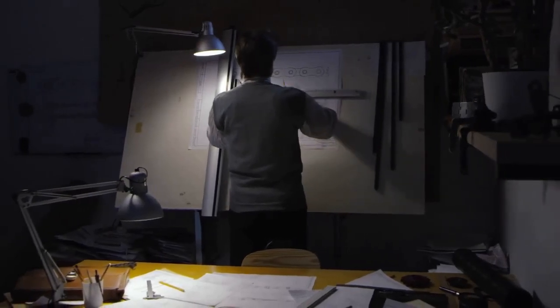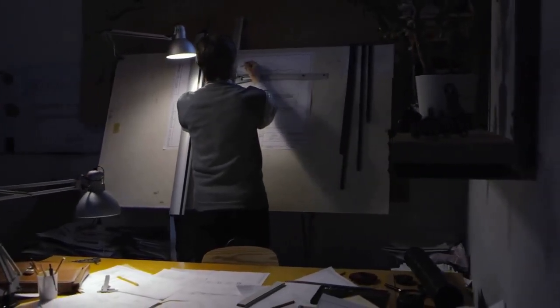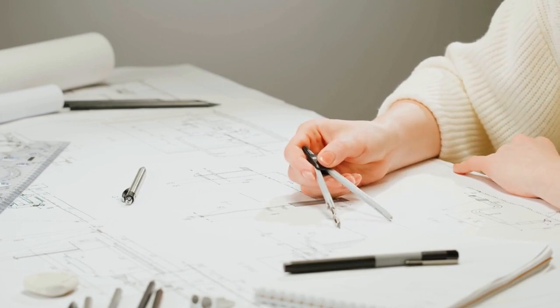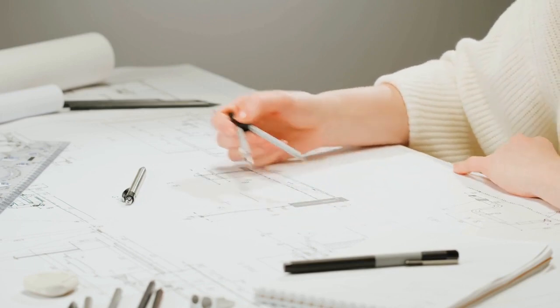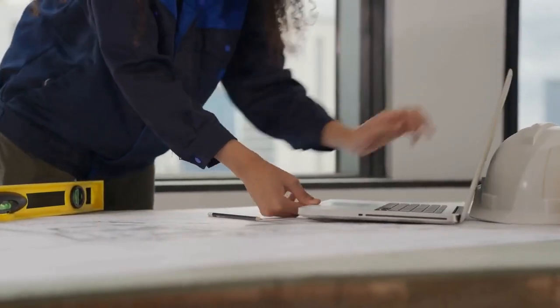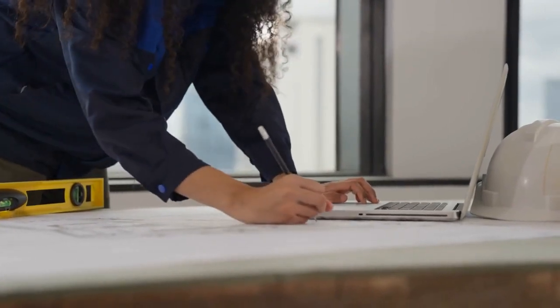Next, use the dimensioning tools to add dimensions to the drawing views. This step is crucial for conveying the precise measurements and scale of the design. Additionally, add annotations to provide further clarity and information.